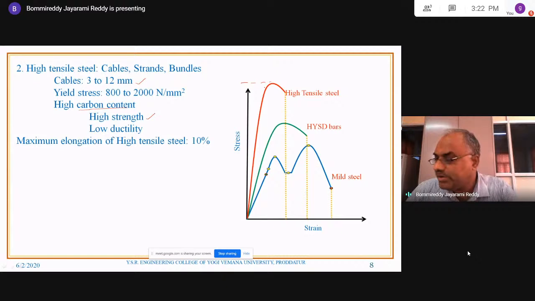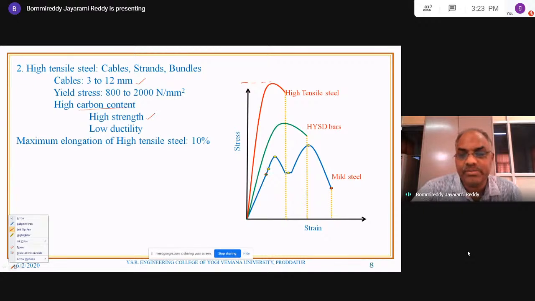So you can look at here. The yield stress is maximum, whereas the strain is very less. So when compared to mild steel, it fails with less deformation, at low strain. That means it is having low ductility. Ductility is very low, and the maximum percentage of elongation for high tensile steel is around 10%.